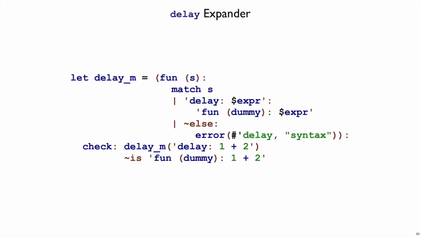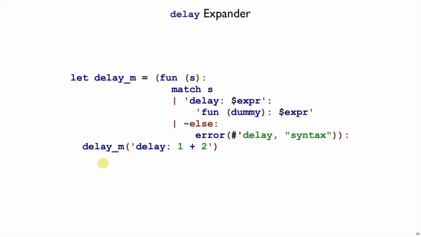Now, if we just write some Shplait code, we know how to write a delay function that takes a syntax object, matches it to a delay form, and produces a function form. And we can check that this delay function works as expected, that it changes delay 1 plus 2 to fun dummy 1, 2. But we want to write Mo code instead of Shplait code. So we get one step closer by just dropping the check form here. We can still call a delay function, and we should get the right result out.